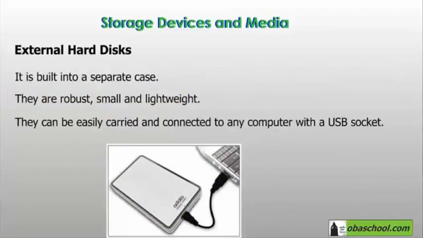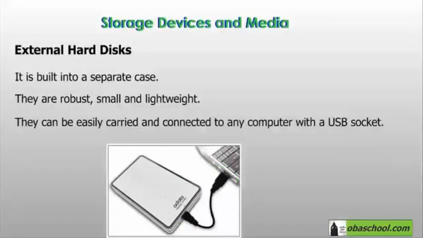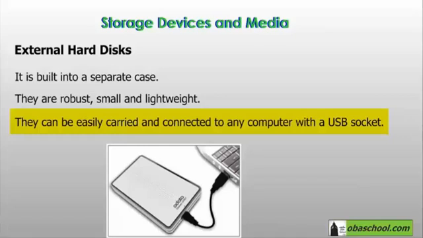And now we reach the final part, which is the external hard disk. It is like a USB. It's external and we connect it to the computer. So let's together look at the picture below. This is the external hard disk and this is the wire that we use to connect it to the computer. So it is exactly like a normal hard disk, but I can carry the data with me wherever I go because it's an external hard disk. So it is built into a separate case. They are robust, small and lightweight. And finally, they can be easily carried and connected to any computer with a USB socket.